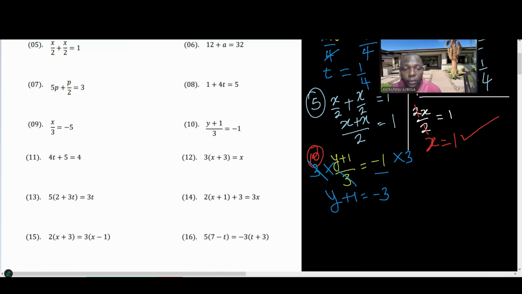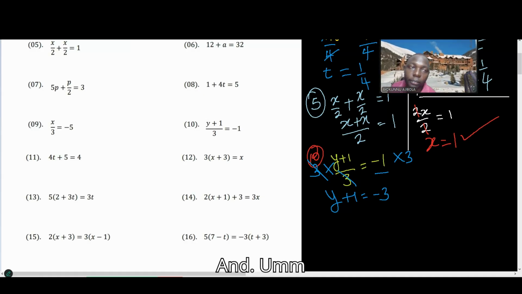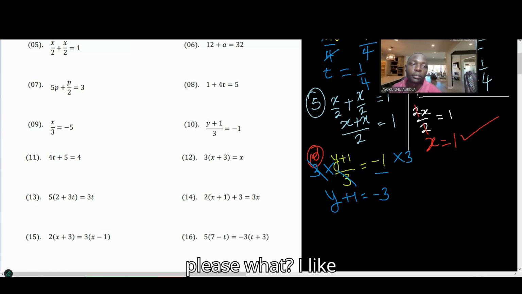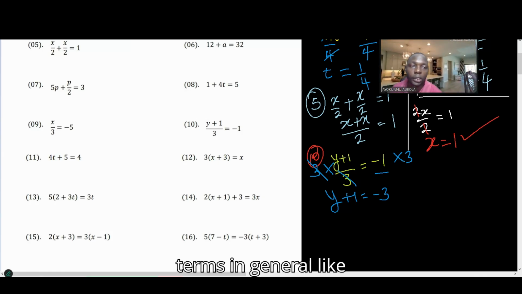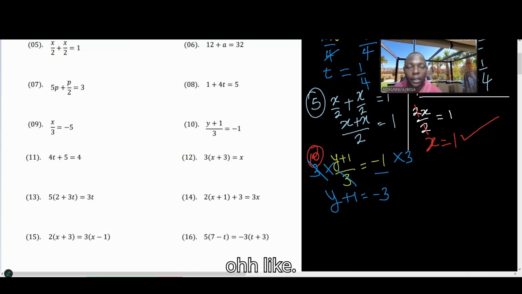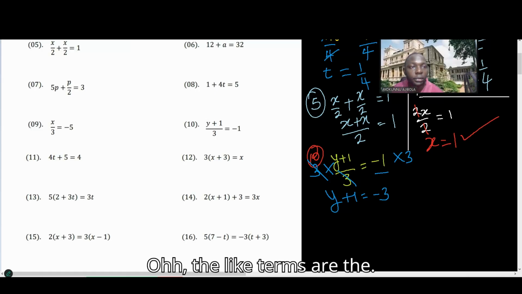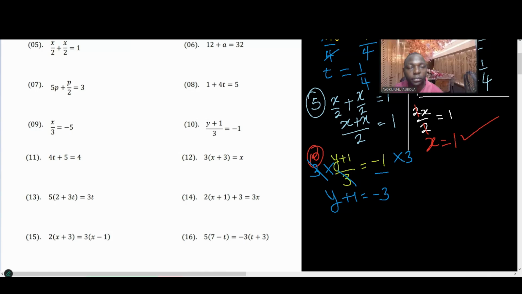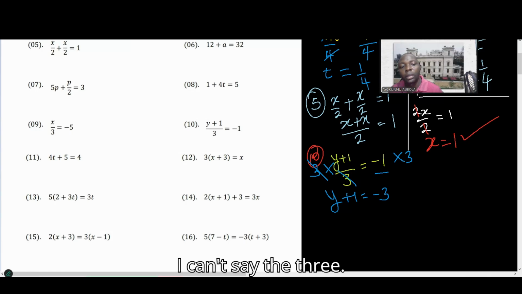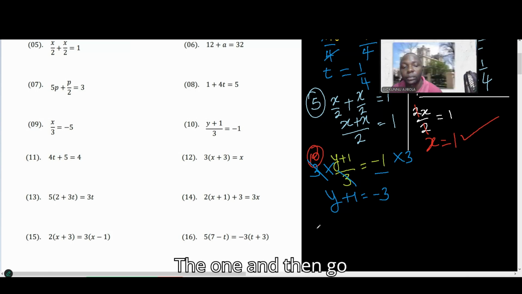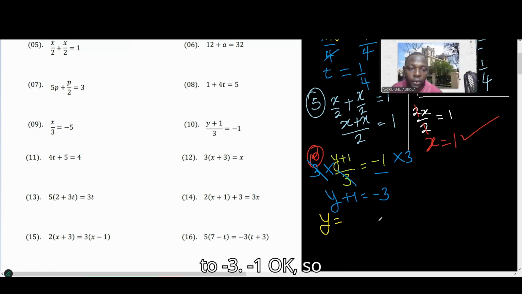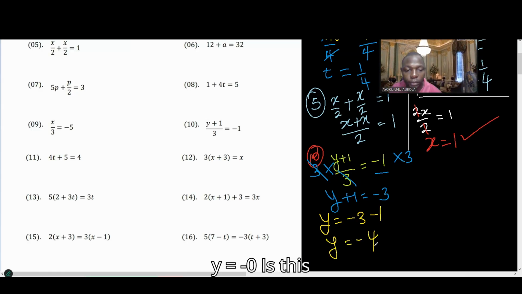Then what are the like terms? Say that one more time. What are the like terms? What are like terms? Like, families, you know. The like terms are the 3 and the 1. So the y plus 1 equals to minus 3 minus 1, okay? So y equals to negative 4. Is this clear?